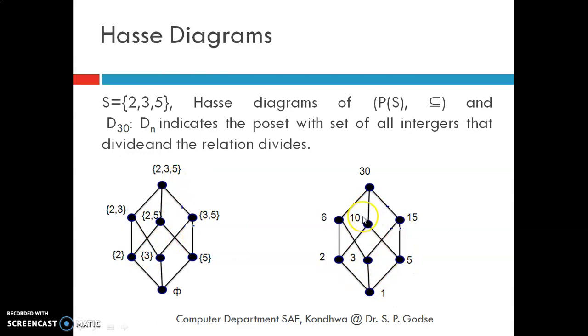Here also it is a Hasse diagram. Here it is a relation of divides: 1 divides 2, 2 divides 6, 6 divides 30, 1 divides 3, 3 divides 6, and 6 divides 30. In the same way, 1 divides 5, 5 divides 15, 15 divides 30, 1 divides 5, 5 divides 10, and 10 divides 30. So it is on divides, and it is a subset kind of relationship, and these are the final Hasse diagrams obtained by applying the Hasse diagram algorithm.